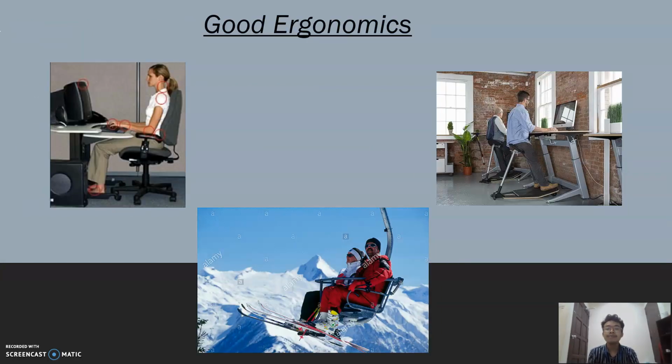So proceeding on. Here are the 3 pictures of good ergonomics. On the first picture, we can see a woman sitting on a normal chair in a good sitting posture. On the second picture, we can see a man sitting on a sit-stand seat, and in the third picture we can see a couple sitting on a suspended seat. So these are all good ergonomic ways of sitting.